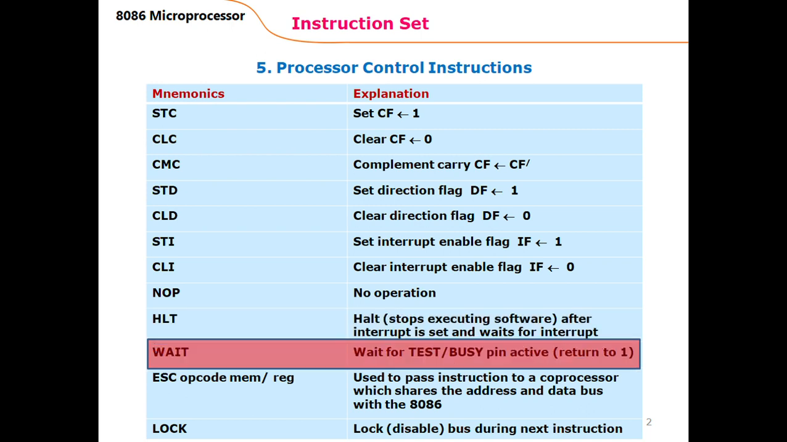Wait instruction monitors the test or busy pin of the microprocessor. In the 8086 and 8088 microprocessors, there is a test pin, and in later microprocessors, this pin was replaced with a busy pin. So wait instruction waits for the test or busy pin to become active. That means that it returns to 1. If it is 0, then it waits until it returns to 1.